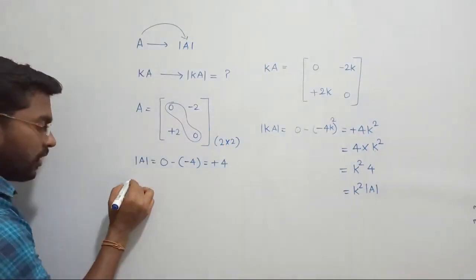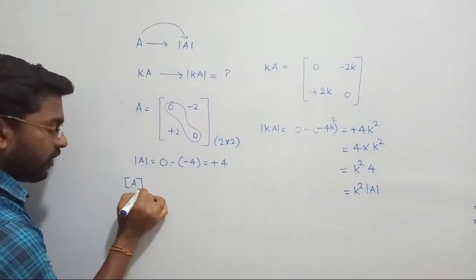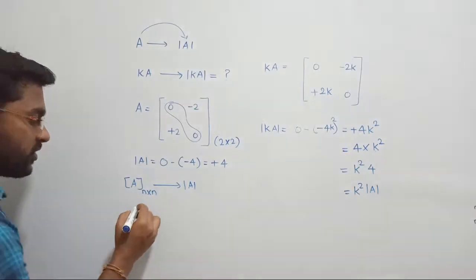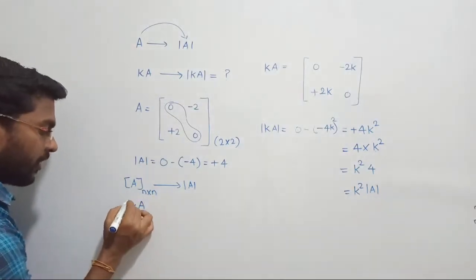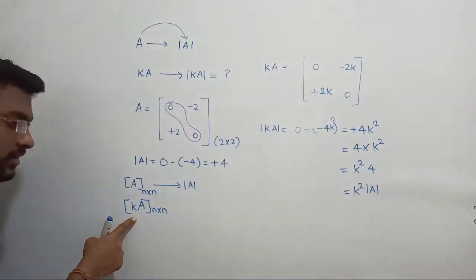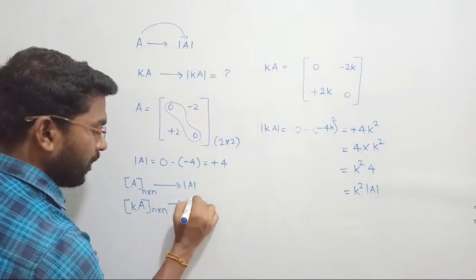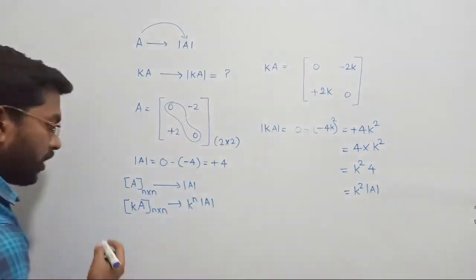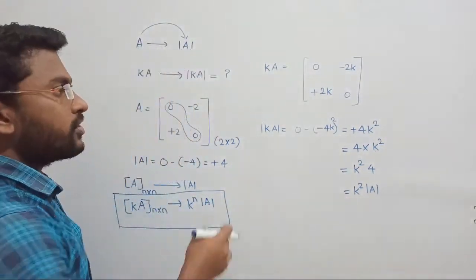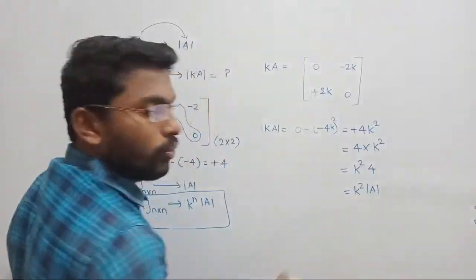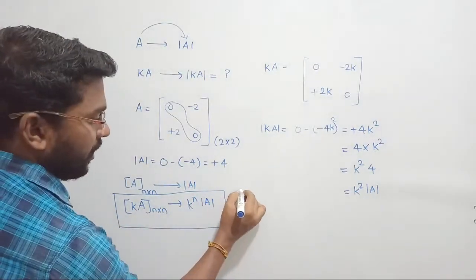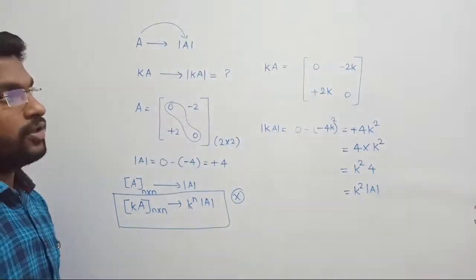Let me generalize. For an n cross n matrix, its corresponding determinant is mod A. Suppose this n cross n matrix is scaled by a factor of k, a constant, then its corresponding determinant is going to be k power n into mod A. Do you agree with me? Yes. Why? For a 2 cross 2 matrix, we got k square. If I consider a 3 cross 3 matrix, you will get k cube. If I consider an n cross n matrix, the answer is going to be k power n into determinant of A. That is the next property of the determinant of the matrix.